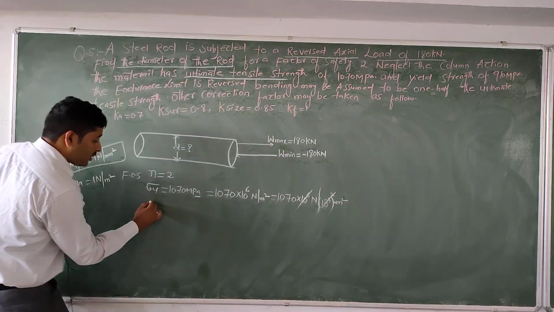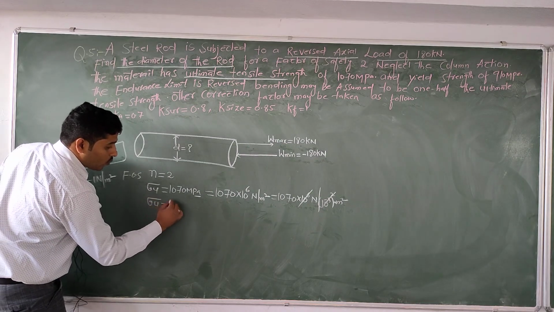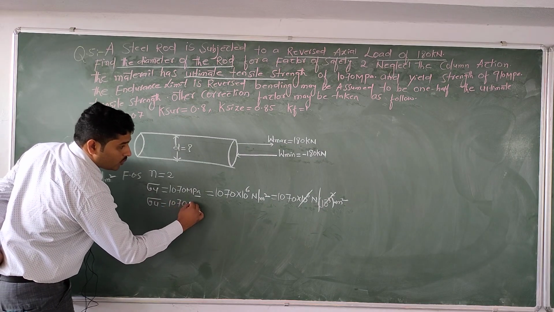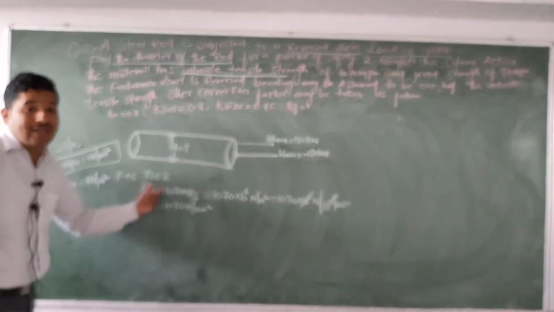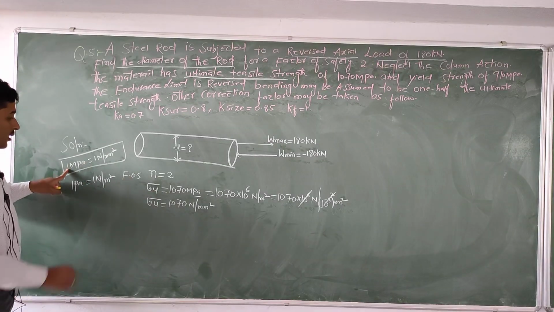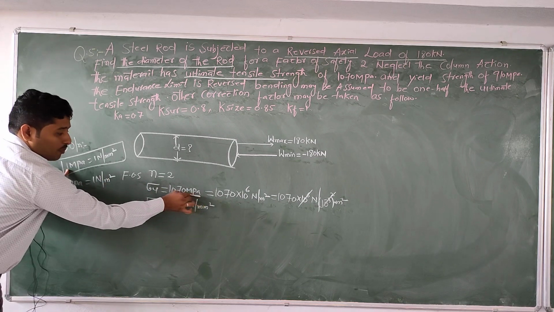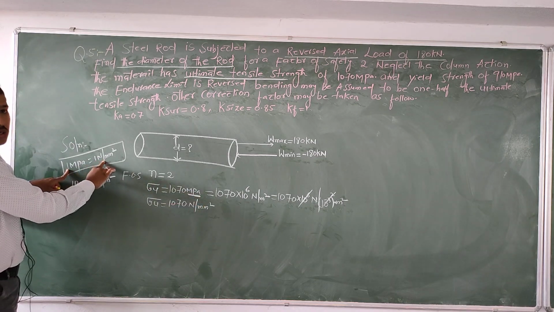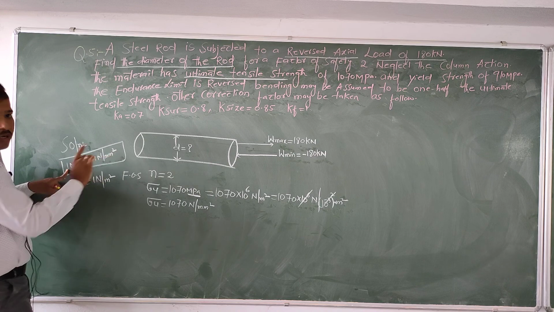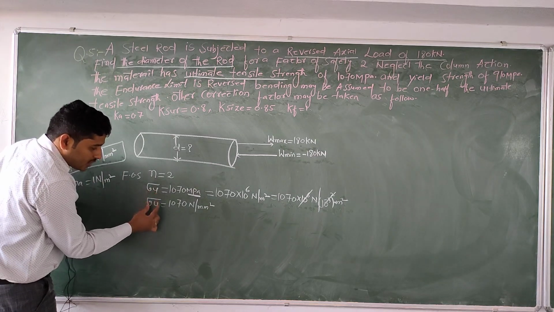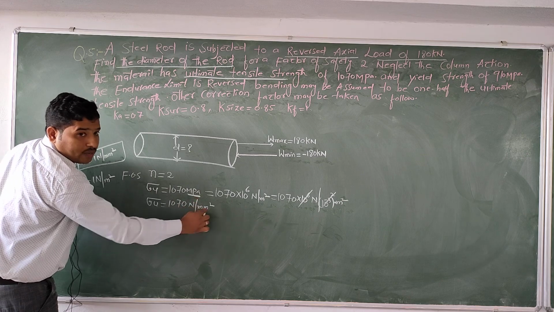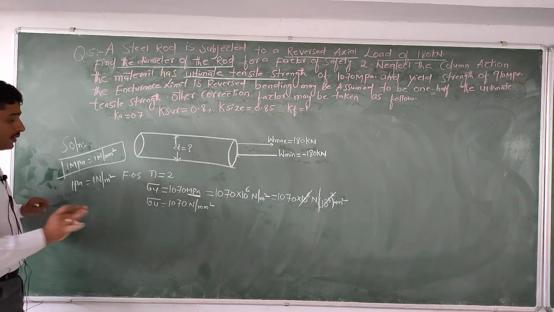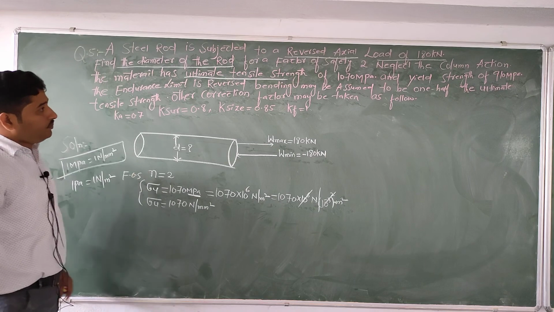Then we can present here sigma u equal to 1070 Newton per millimeter square, or directly you can convert: 1 megapascal equal to 1 Newton per millimeter square. You can represent here sigma u equal to 1070 Newton per millimeter square. That's it, direct.